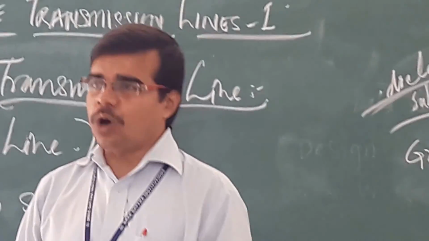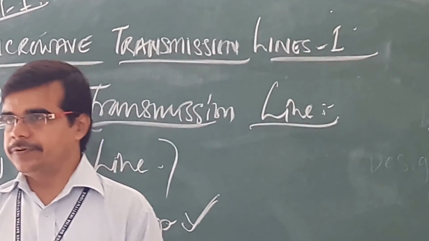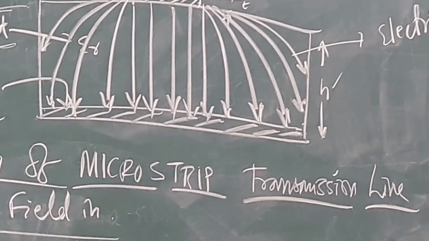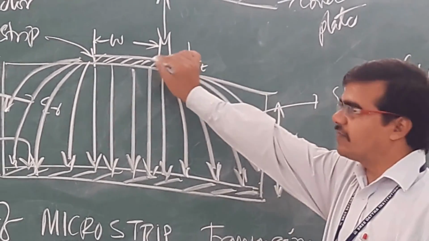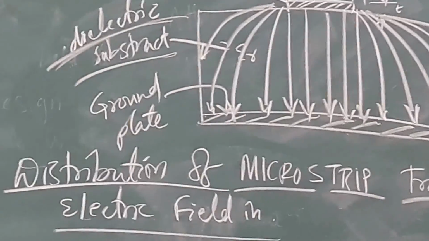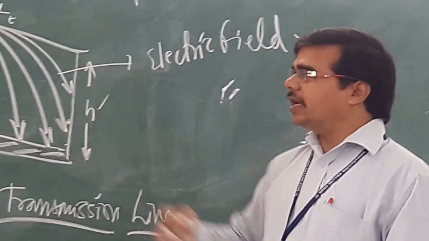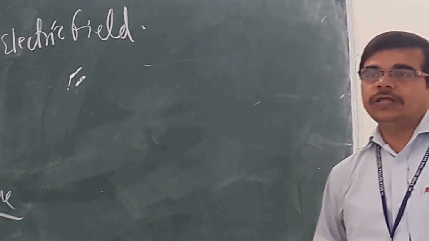Okay, there is a distribution of electric field and magnetic field in case of your microstrip. Electric field in case of your microstrip transmission line: if you are seeing this field, it is starting from your conductor strip and it is ending at your ground plate. So the starting point is your conductor strip and the end point is your ground plate. But if you are seeing in your electric field, there is no crossing between the fields.